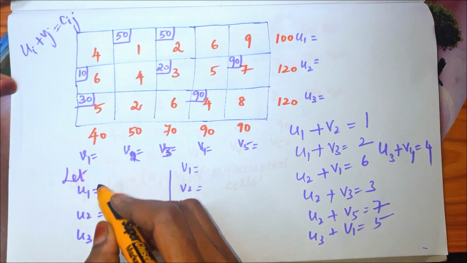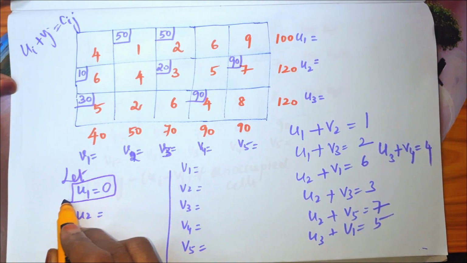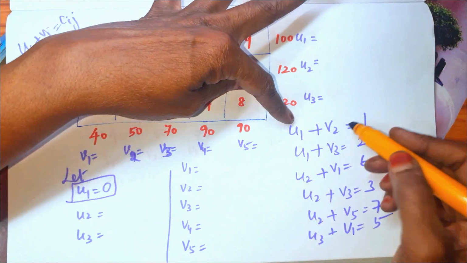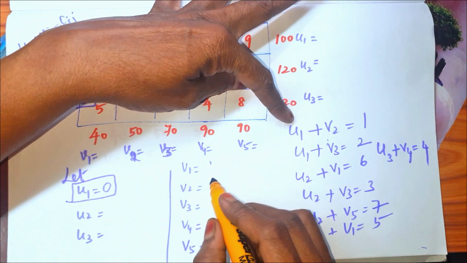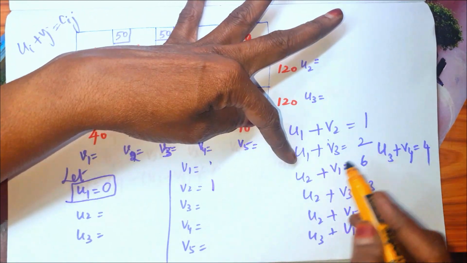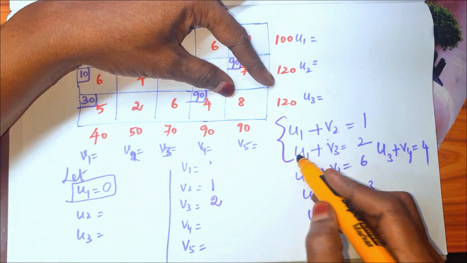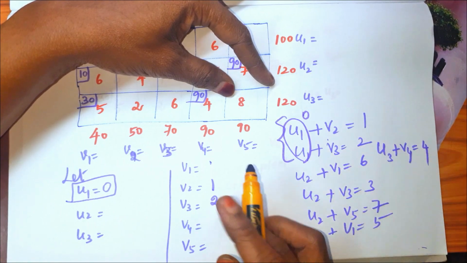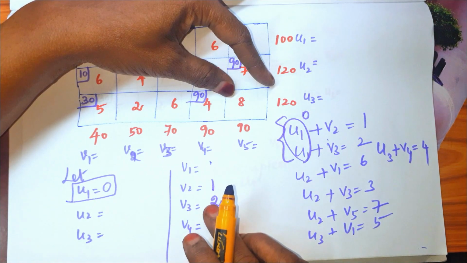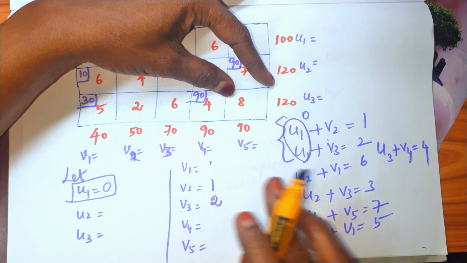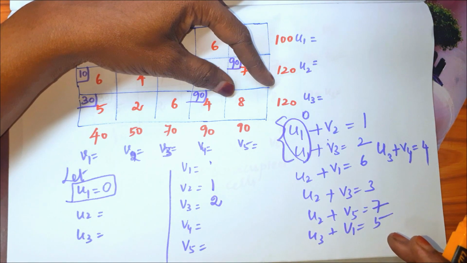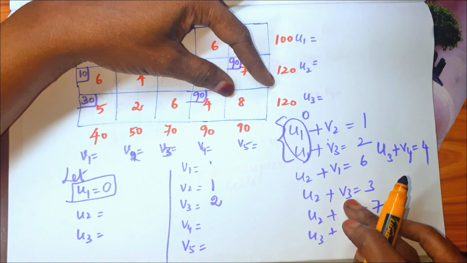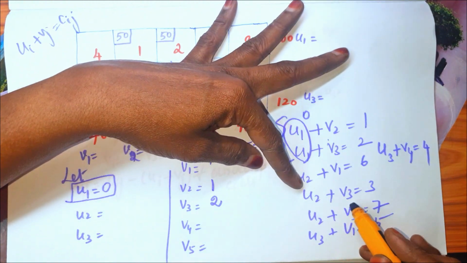Let me take the first U1 value as 0. This is our assumption. We are starting with 0. So we have to substitute here. When U1 is 0, V2 equal to 1. When U1 is 0, V3 equal to 2. So using these two, U1 is 0, V2 is 1 and V3 is 2. After getting these two, try to substitute these two values somewhere. So check whether these two are there. Yes, here V3 is there, no? So the V3 value we got is 2.